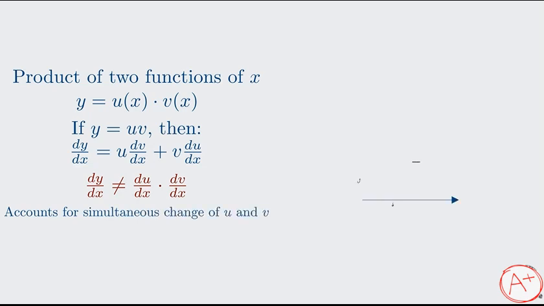Consider a rectangle with sides u and v. Its area is the product u times v. When x changes, u increases by a small amount du, and v increases by dv. The change in area consists of u times dv and v times du. The tiny corner, du times dv, is negligible.